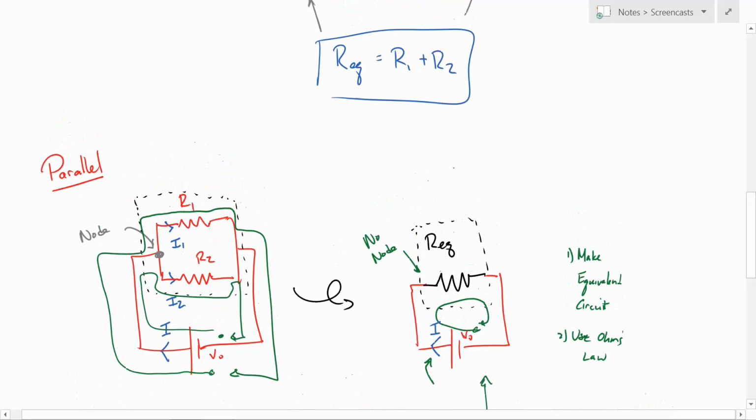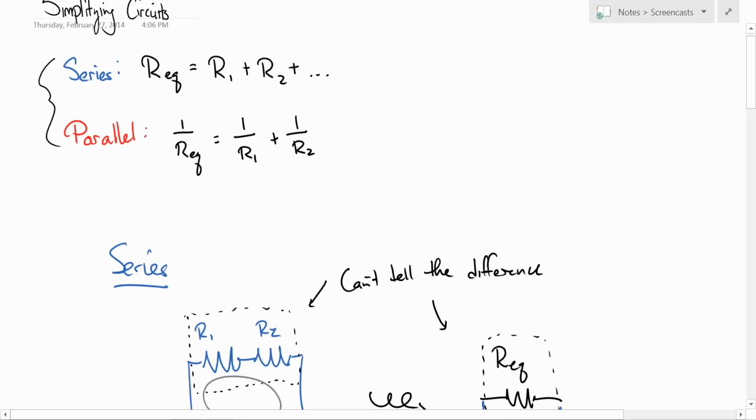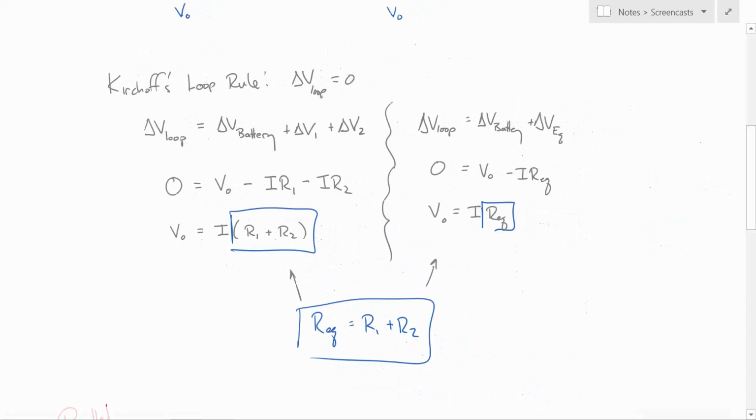Anyway, hopefully this helps you kind of see where stuff is coming from and get a sense of how to use some of these tools as we work to analyze circuits.